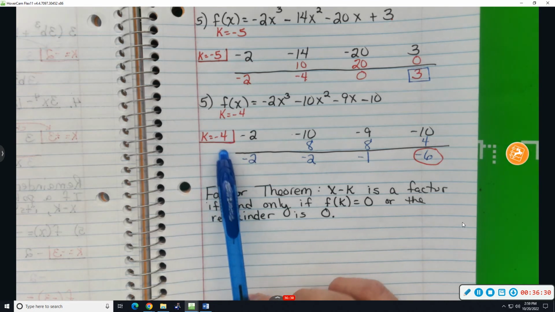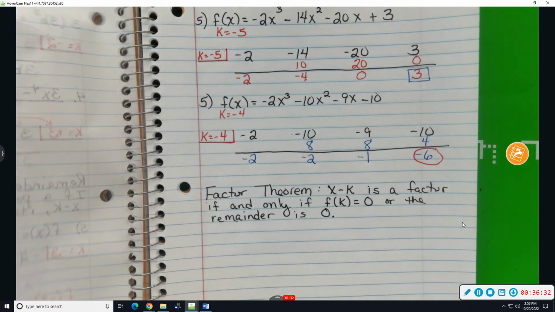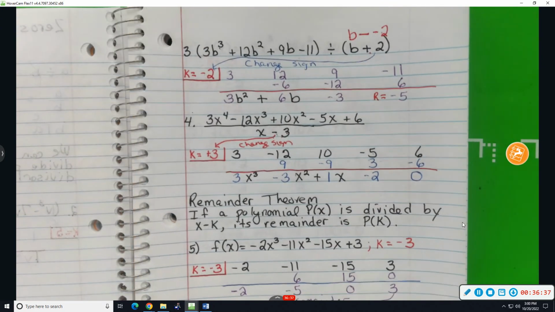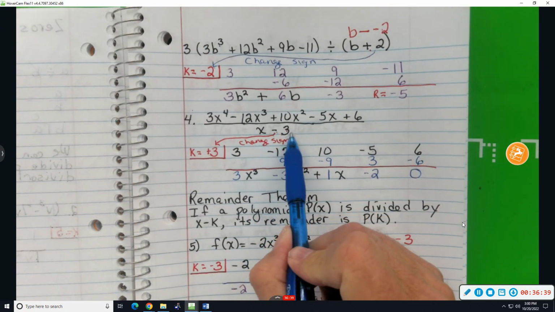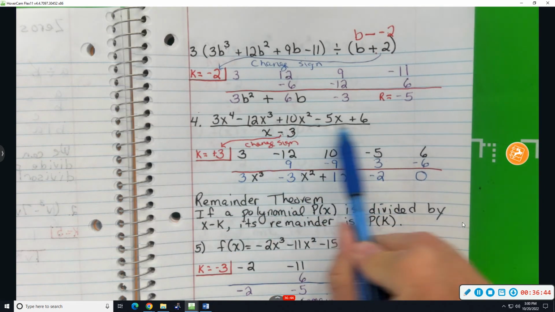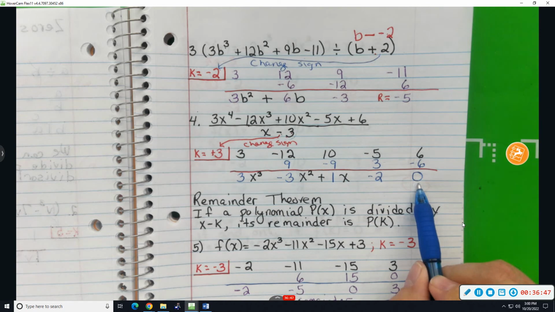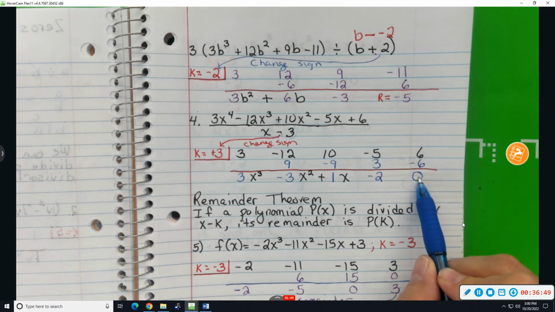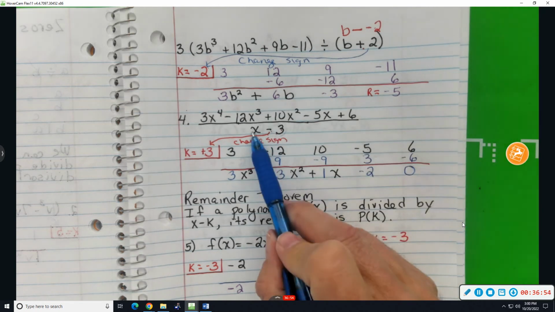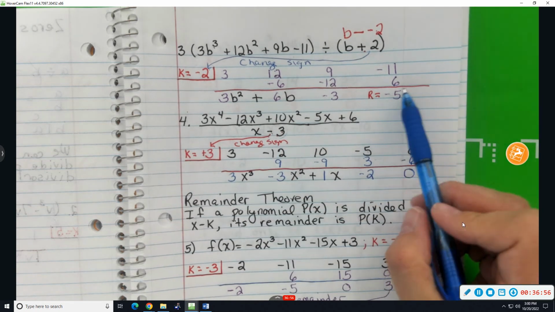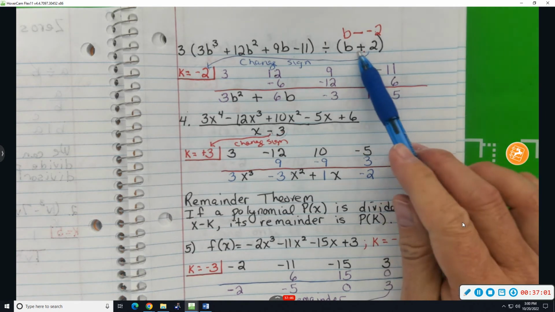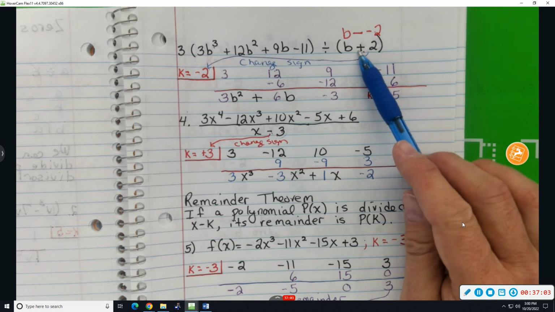On this problem number 5, no, actually, let's look at number 4. That's a better one to look at. On problem number 4, we can say that x minus 3 is a factor of this polynomial because that last number, the remainder, is 0. If this last number is 0, then x minus k is a factor. Like here on number 3, the last number wasn't 0, so is this b plus 2 a factor? No.